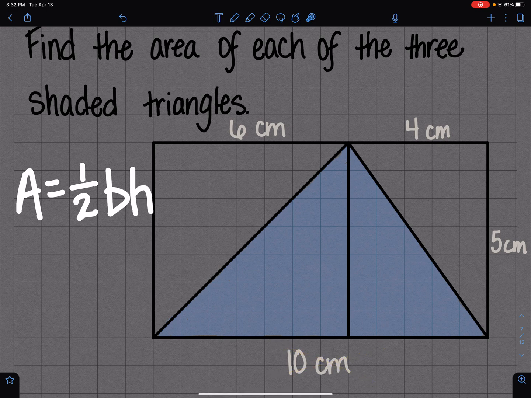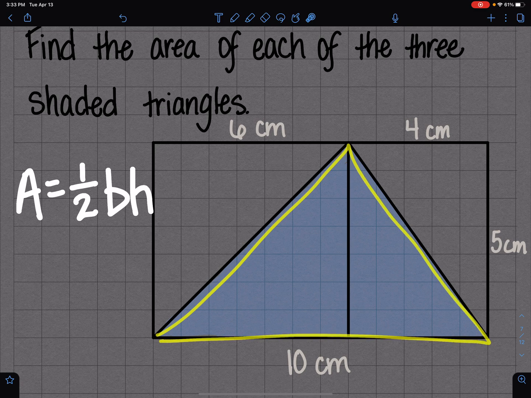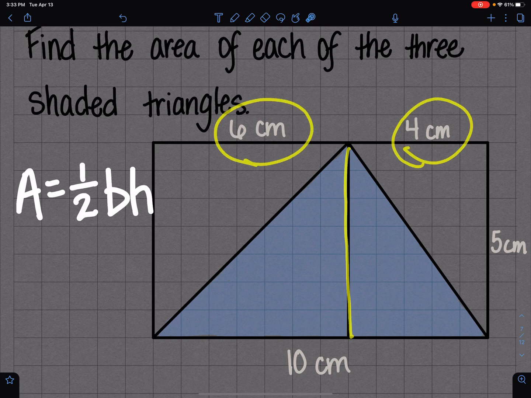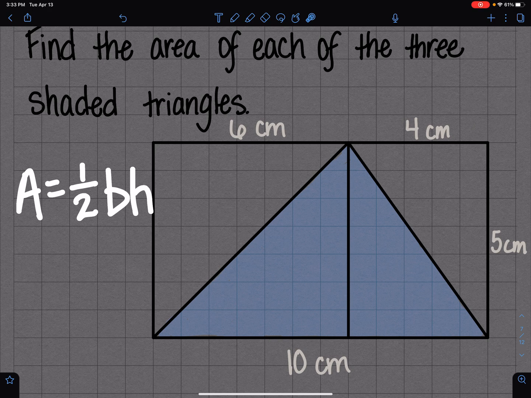So let's do one of them just so you can see how it's done and then you can figure out the rest. When you do the big triangle, you're going to do 1/2 the base times this height. Actually, the height is the same on all of the triangles. It's just the base that changes. So let's do this triangle.